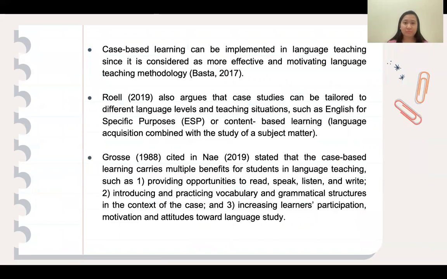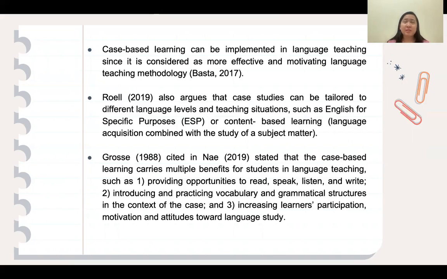Well, case-based learning can be implemented in language teaching, since it is considered a more effective and motivating language teaching methodology, based on Basta 2017.